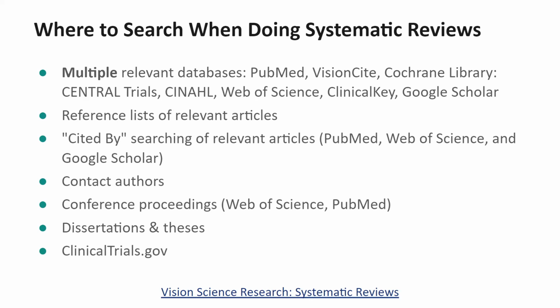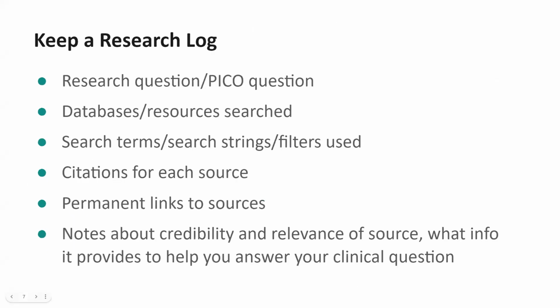PubMed, Web of Science, and Google Scholar offer this feature, which shows studies in their databases that have cited the study you're looking at. You could also contact authors directly to find out more about their research. You might also want to look at conference proceedings. These will often appear in your search results in Web of Science and PubMed. You could also check dissertations and theses, and clinicaltrials.gov to see clinical studies in the US and over 200 countries. The link at the bottom of this slide will bring you to the systematic reviews section of the Vision Science research page, where you can see this list with links to each source.